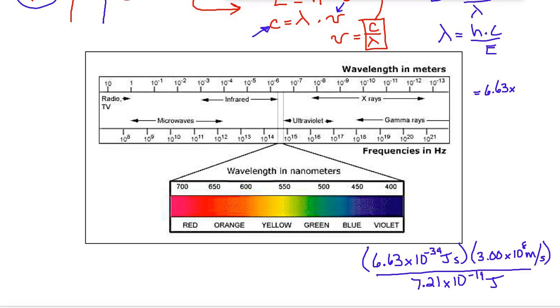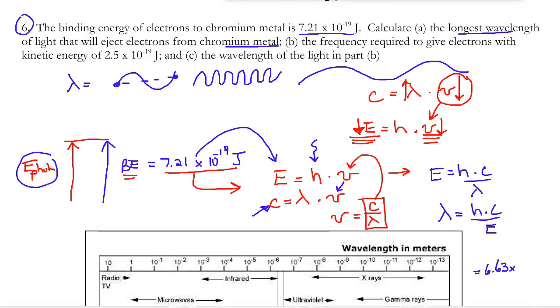Notice when we cancel our units away, joules go bye-bye, seconds go bye-bye, and you're left with what? Meters, the distance from the start of a wave to a new one. So you put this in your calculator, and what do you get? Lambda, the wavelength, is approximately equal to 2.76 times 10 to the negative 7 meters. Again, you could have done it in 2 steps or do what I just did there.